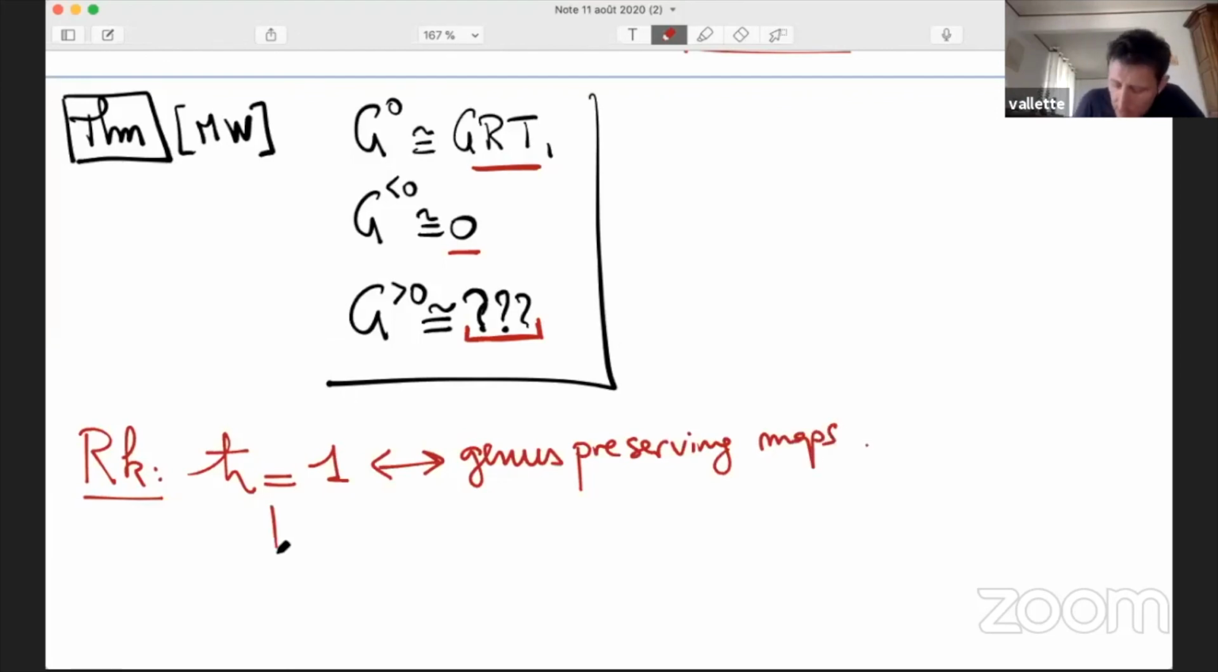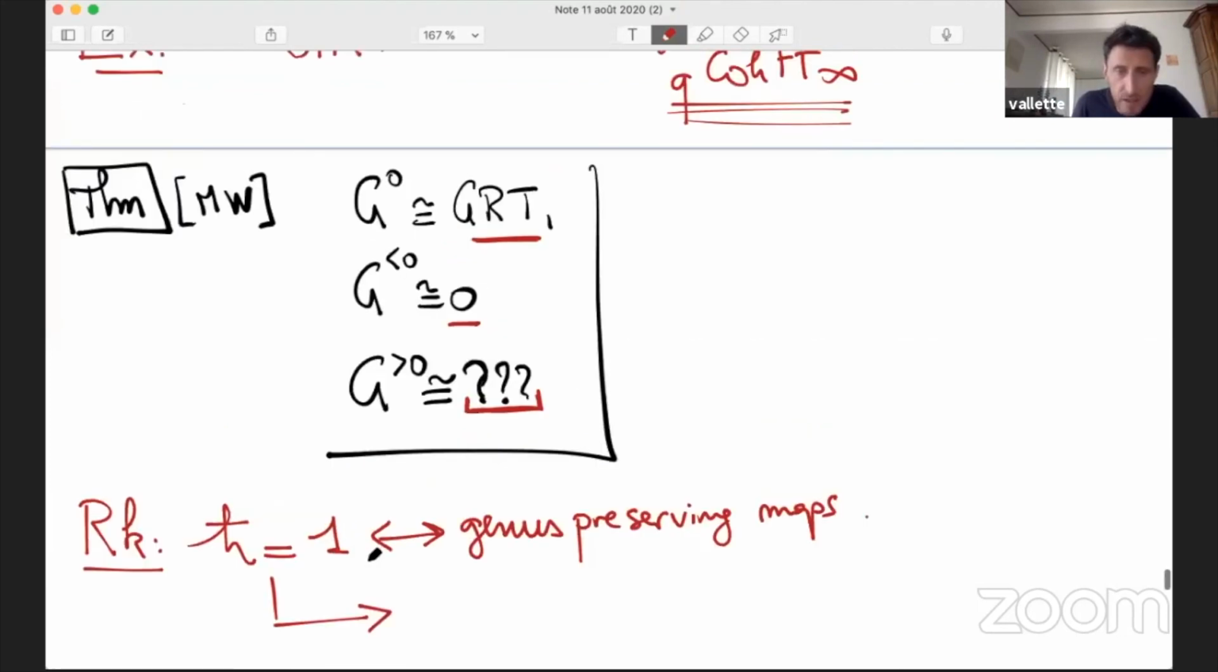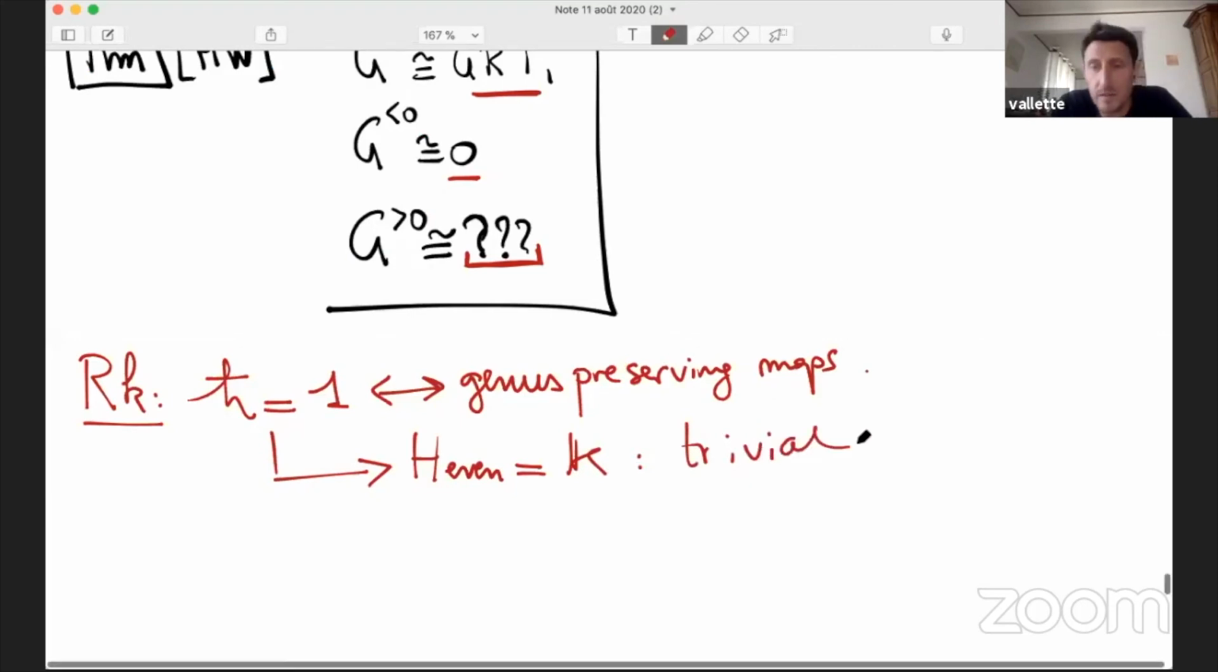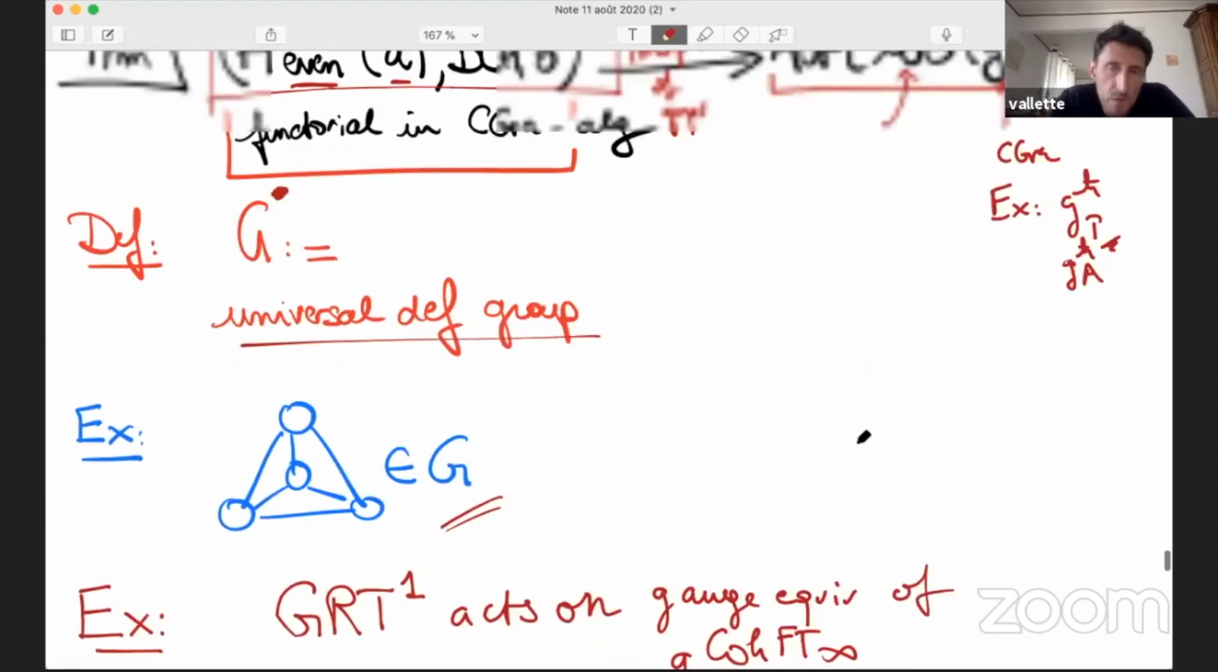Okay, but if you look at that, the theory is trivial. The even homology is one-dimensional: H even is equal to K, and the theory is trivial. So no, you need the quantization here. Okay, that's why I was considering this.